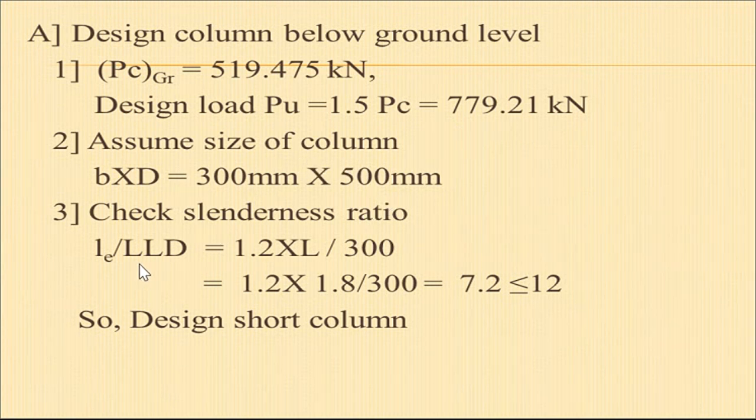Check the slenderness ratio, LE by least lateral dimension. Here we have considered below the ground level, plinth level. That's why we take the unsupported length multiplied by 1.2, because the footing is free. So 1.2 times L, and this total distance is not 3 meter. It is below the ground level up to the bottom of the footing. That's why it is 1.8. So 1.8 into 1.2 divided by 300, it is 7.2, which is less than 12. That's why no problem, it is designed as a short column.